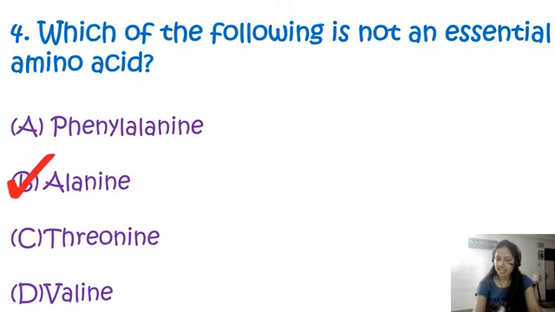We know that essential amino acids are those amino acids that cannot be synthesized by the body and must be obtained from our diet. So the essential amino acids are phenylalanine, threonine, valine, whereas alanine, on the other hand, is not an essential amino acid. It is categorized under non-essential amino acids. That means it can be synthesized by our body and is not required to be obtained from our diet. So correct option will be B, that is alanine.